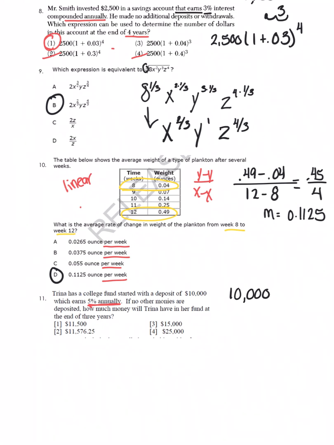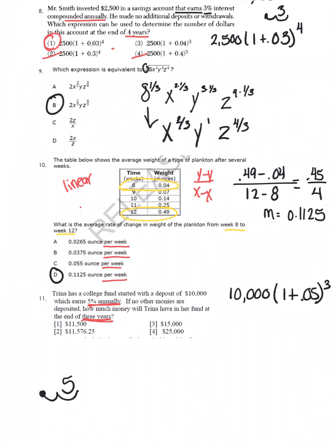If no other monies are deposited, how much money will Trina have in her fund at the end of 3 years? Whew, awesome. So it said compounded annually, and the time it's talking about down there is in years. So we're good. No other extra calculations need to happen. And it's talking about earnings, so we know it's increasing. So 1 plus, I need to change 5% into a decimal. So 0.05, and then in 3 years.